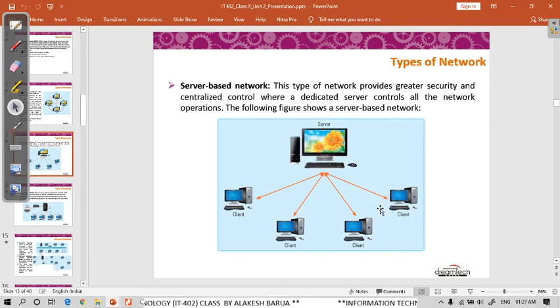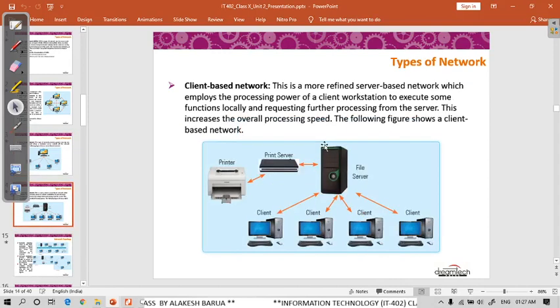Clients do not take part in any execution of applications in a server-based network. However, in a client-based network, the server can give out parts of execution. It can divide up the computational resources required. It can divide up the processing of the program to different clients.